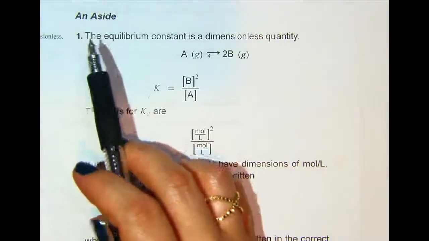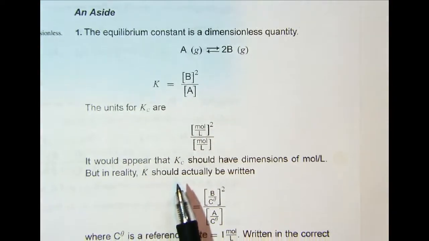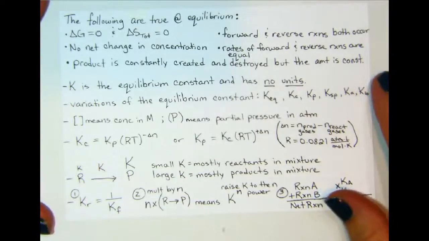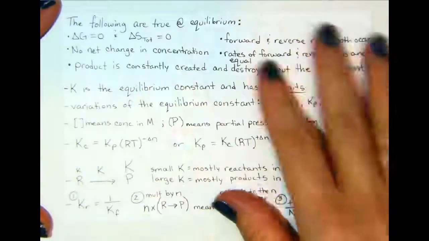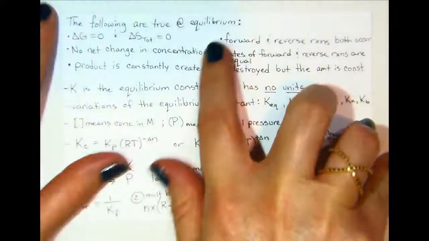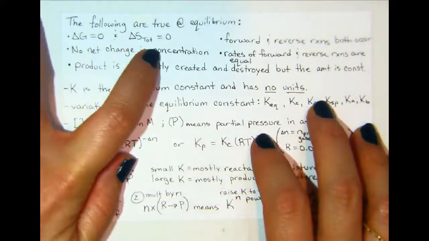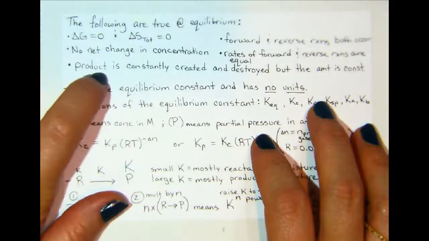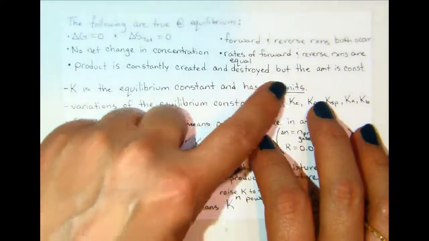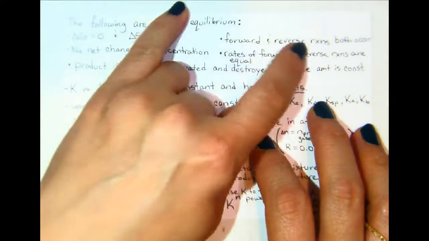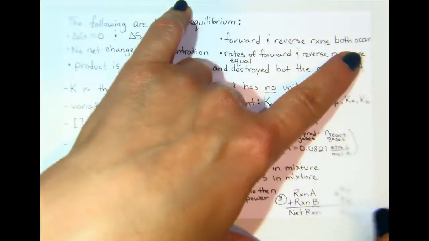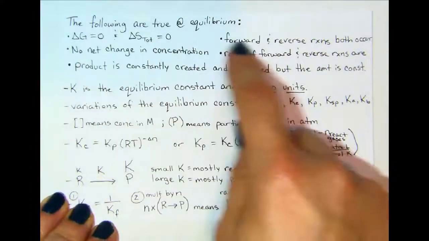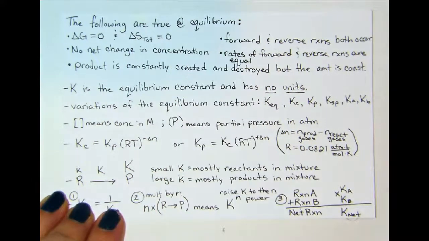Page 146 is basically a lot of stuff just telling you at the end that no matter what, the equilibrium constant K has no units. Now pause the video and copy down the contents of this note card. The following are true at equilibrium. Delta G is equal to 0 and delta S total equals 0. There is no net change in concentration of reactants and products. Product is constantly created and destroyed, but the amount remains constant. The forward and reverse reactions are both occurring at the same rate. Rates of forward and reverse reactions are equal. So all of these 5 bullet points are true statements of a reaction at equilibrium.